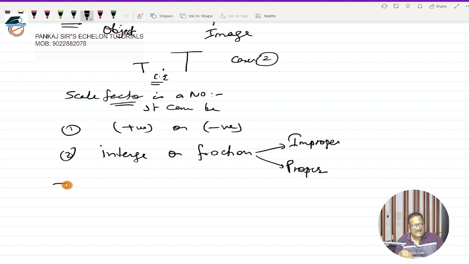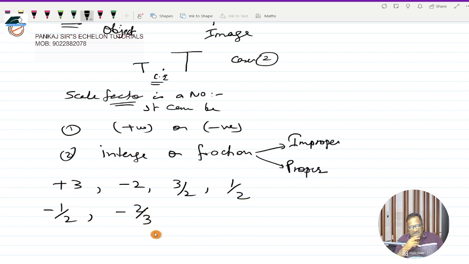For example, a scale factor can be +3, a scale factor can be -2, a scale factor can be 3/2, a scale factor can be half, a scale factor can be -half, a scale factor can be -2/3. Okay, so all these various possibilities are there. Now, what is the meaning of the scale factor having different numbers? Some are integers, some are fractions, some are proper fractions, some are improper fractions, some are positive, some are negative.